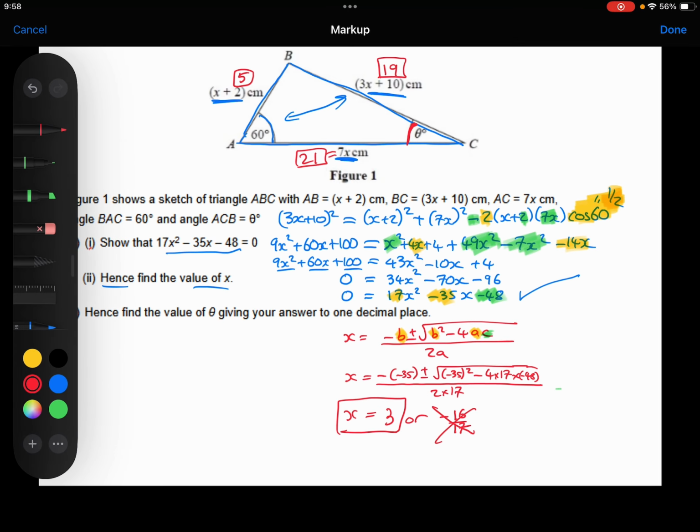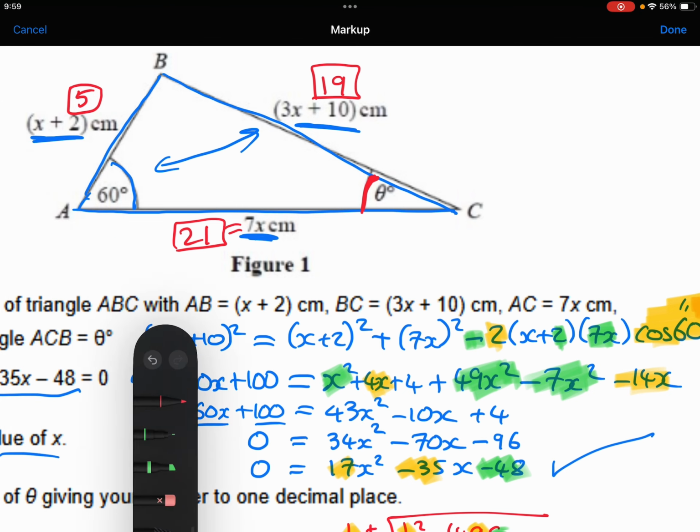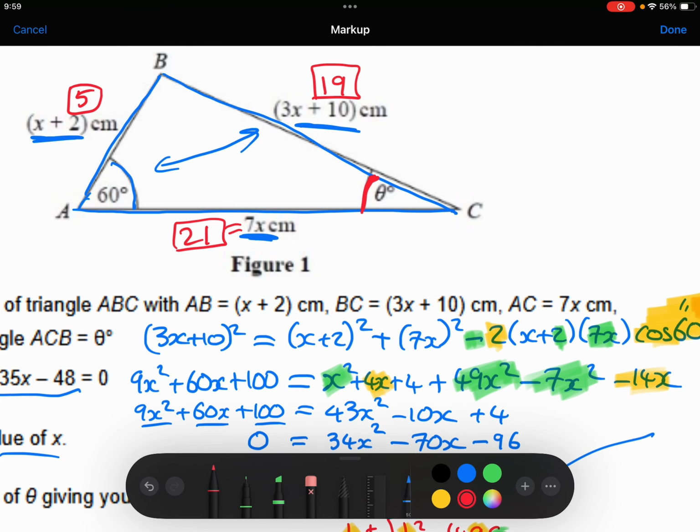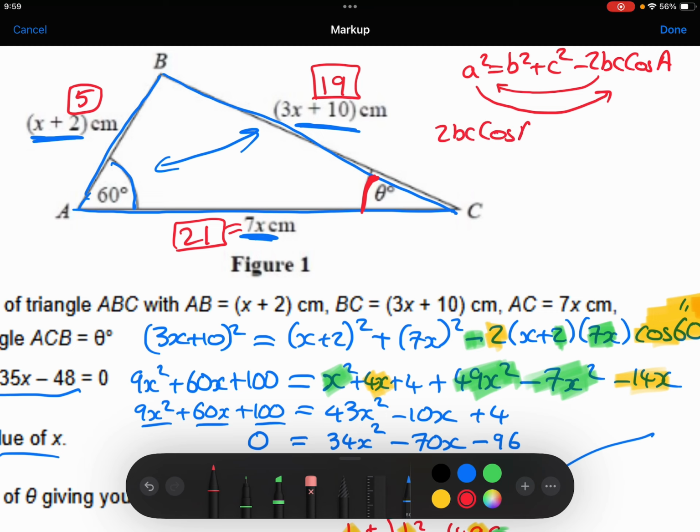So we can use the cosine rule for angles, which, remember, we can find by rearranging the usual cosine rule. So I'm going to add the 2bc cos A to both sides. I'm going to subtract the a squared from both sides. And I'm going to divide both sides by 2bc, so that we have cos A as the subject.